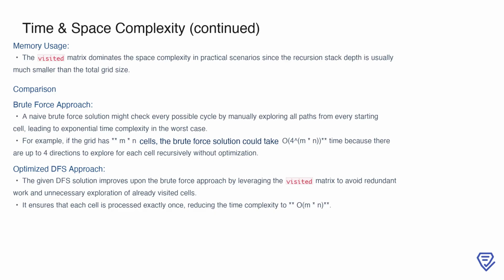Comparing this optimized DFS approach to a brute force method highlights the efficiency gains. A brute force solution might explore all possible paths from each cell, leading to exponential time complexity, specifically O(4^(m*n)), given the 4 possible directions. The DFS approach avoids this inefficiency by using the visited matrix, ensuring that each cell is processed only once, reducing the time complexity to O(m*n).